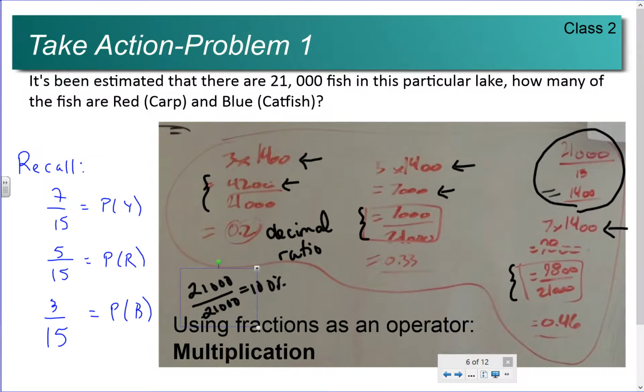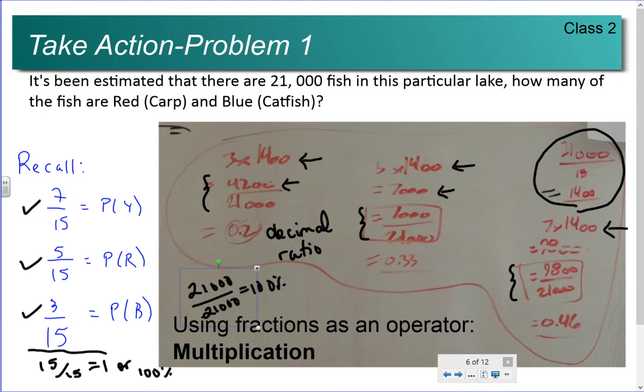So all the probabilities need to add up to 100%. And you can see that here too. If you were to add 7/15, 5/15, and 3/15, you'd have a total of 15/15, which is 1 or 100%.